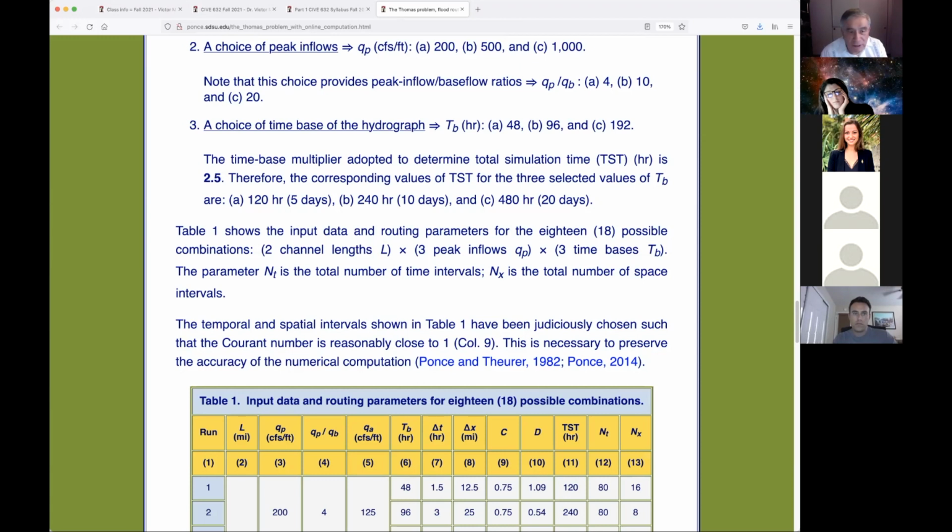Therefore, the corresponding values of total simulation time, the total amount of simulation, is kind of related, loosely related, to the T. And you know the T is 48, 96, and 192. So this had to be 2.5 times each one of these. 2.5 times we figured there was enough diffusion in there, but not so much diffusion that we couldn't pick up the tail of the outflow hydrograph. We don't want to cut it in the middle.